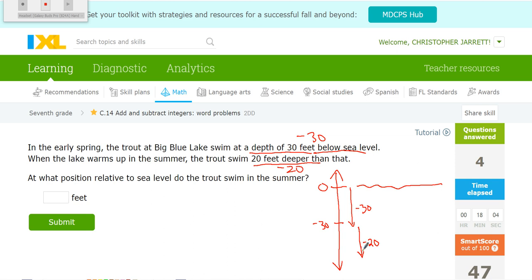So now that I look at this, if I check my notes, I will confirm that if I have two quantities going in the same direction, I just add them together to find out what the new position is. So this should be negative 30 plus negative 20, and the end result would be negative 50 because they have the same sign. So from the water all the way down to their new position would be 50 feet below sea level. So my answer will be negative 50.